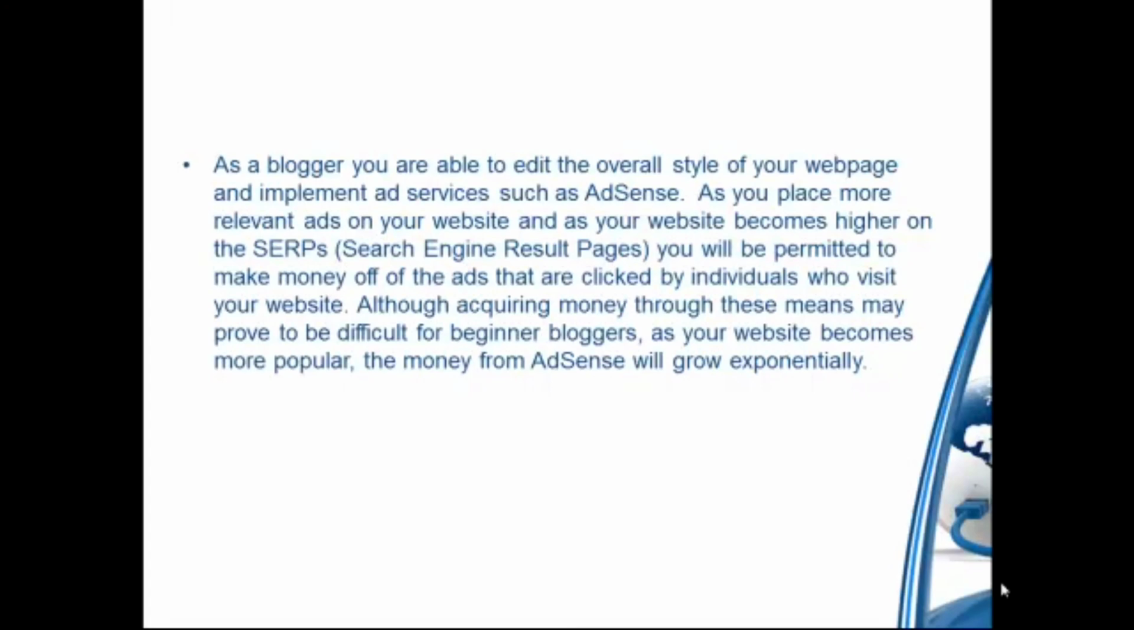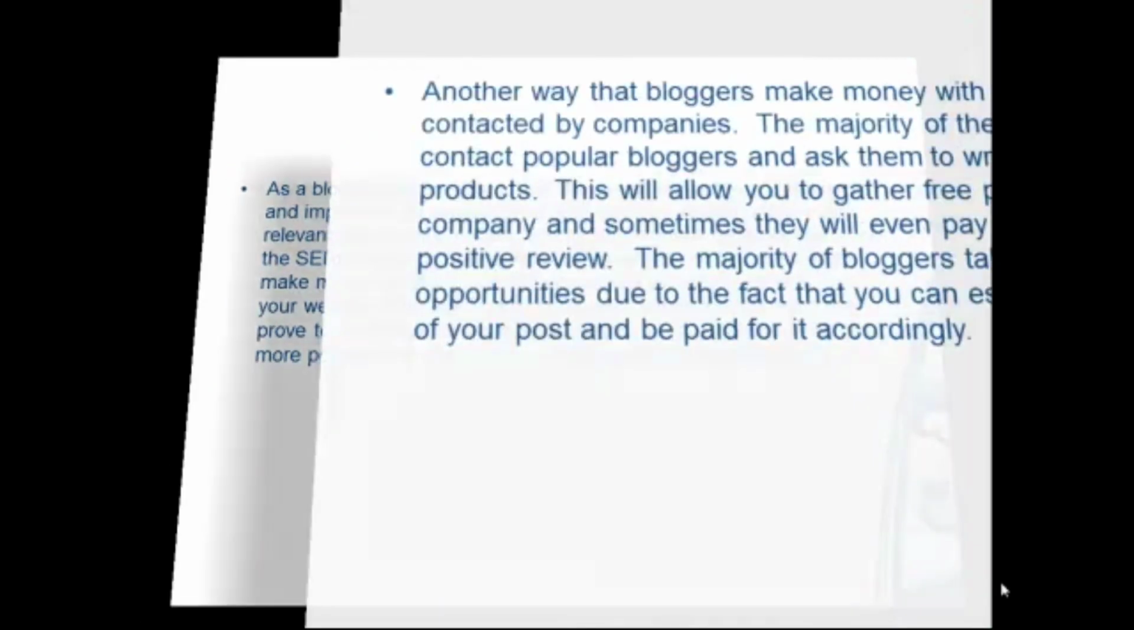As a blogger, you are able to edit the overall style of your webpage and implement ad services such as AdSense. As you place more relevant ads on your website, and as your website becomes higher on the SERP, the search engine results page, you will be permitted to make money off the ads that are clicked on by the individuals who visit your website. Although acquiring money through these means may prove to be a bit difficult for beginner bloggers, as your website becomes more popular, the money from AdSense will grow exponentially.